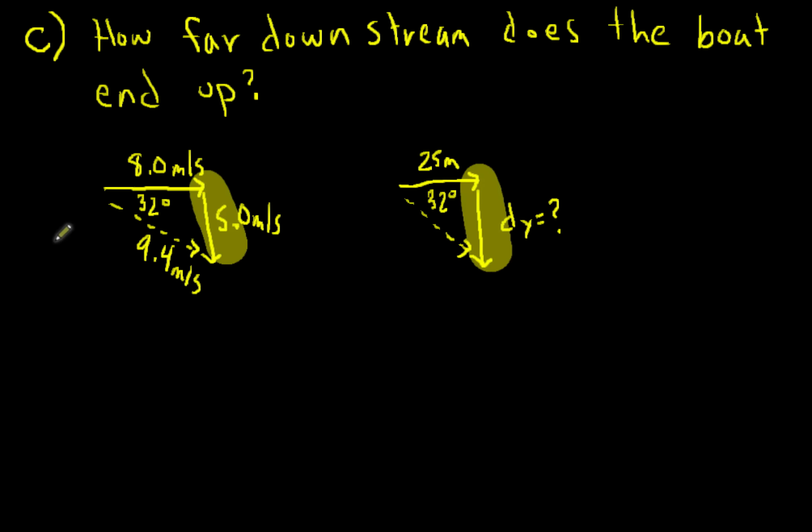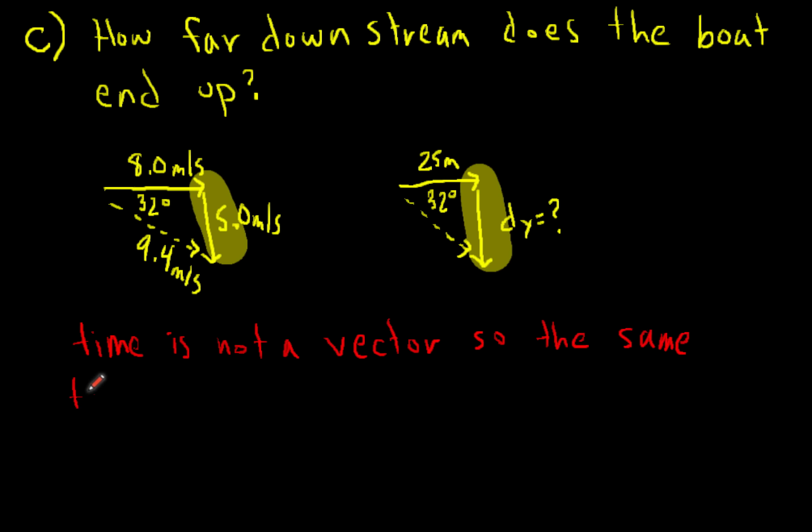Now, these are our 2 matching sides, the 5 meters per second and the dy. But to solve this, we need a third piece, we need time. It's important to realize that time is not a vector. Time doesn't care about direction or which way you're going. As a result, the same time can be applied to all sides of the triangles.